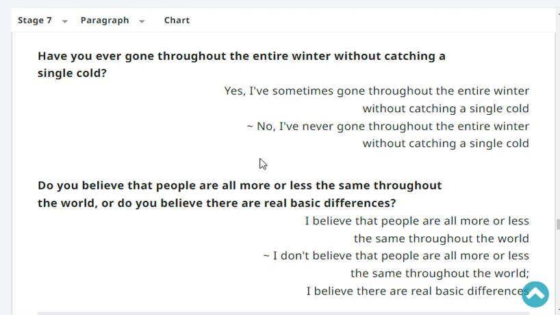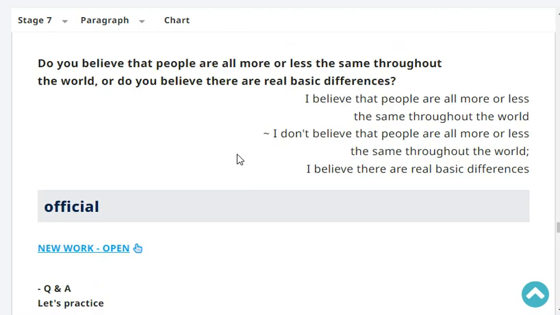Greg, do you believe that people are all more or less the same throughout the world? Or do you believe there are real basic differences? Yes or no? Yes, I believe that people are all more or less the same throughout the world. Very good.